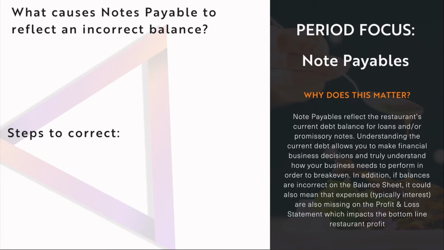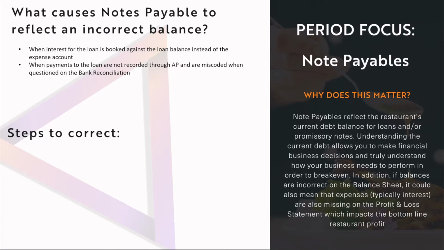So what causes a notes payable to not reflect the correct balance? When recording loans and payables, splitting out the interest is key to ensure that the true balance of the loan is reflected and the expense, being the interest, is recorded on the P&L.